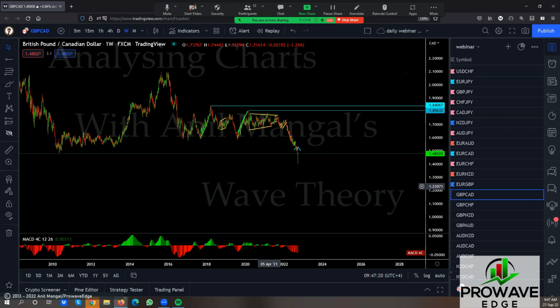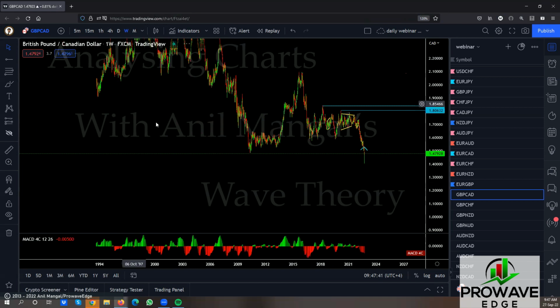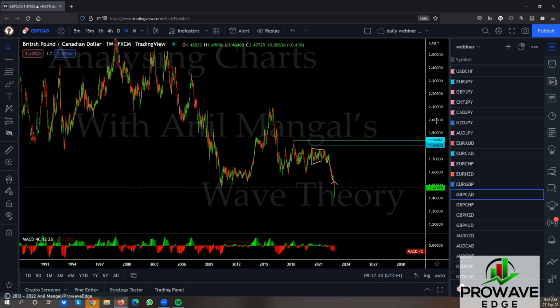If you put it with this one, then why do we have such a big flat here? That's a problem. That's a huge flat. And we actually broke this low. All the punk pairs, they actually broke the low. So when you break the low, consider it the end of the structure.